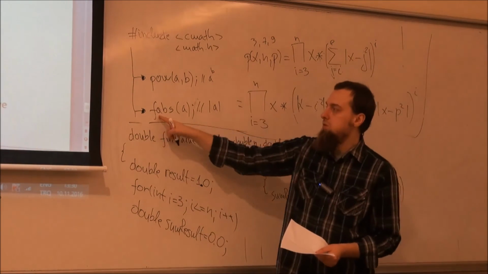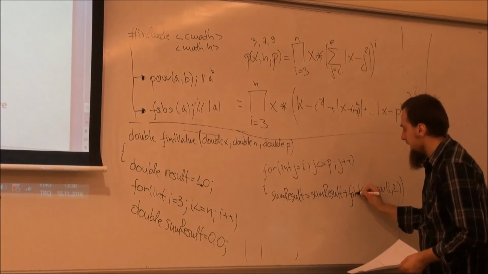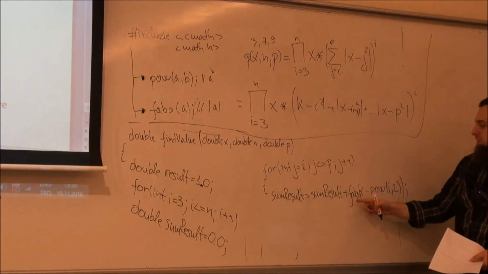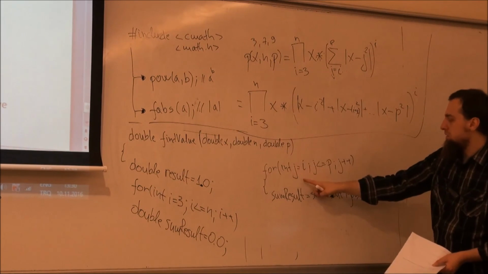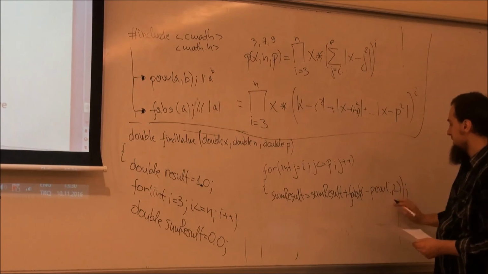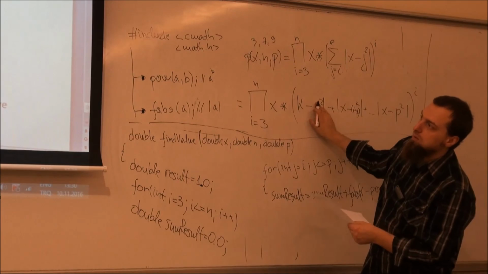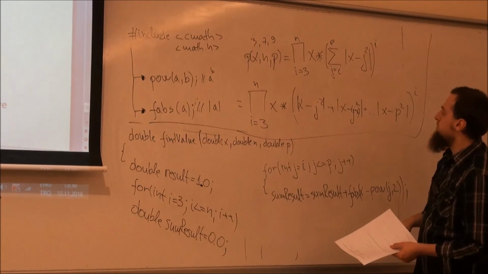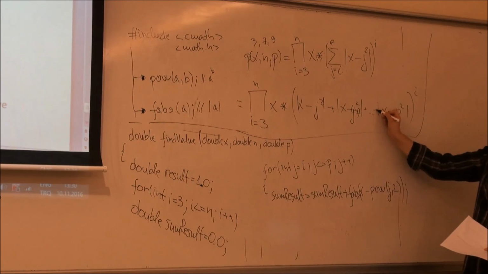The absolute value is calculated like this, that's why I have fabs. So sum result is equal to sum result plus the absolute value of x minus i squared, then i squared, j squared, I'm sorry. So we have here j squared, j plus 1 squared, up until p squared. Then I find this one, then I add this one, then this one up until the end.